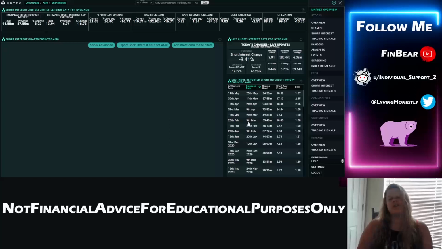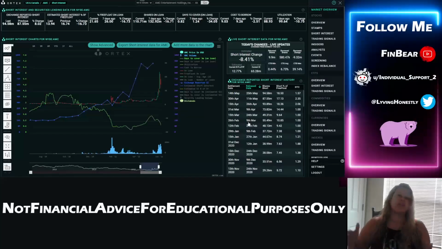Now, what's really important when using Ortex is to understand that it's T+2. Most transactions on the stock market, when you do a buy order, a sell order, whatever it is, it takes 2 business days for it to process, for it to actually clear and be official. So the data that we receive here on Ortex is going to be 2 days behind. So what we're seeing right here, in this little rectangle, is all the data from Thursday of last week, because today's Monday, June 7th.